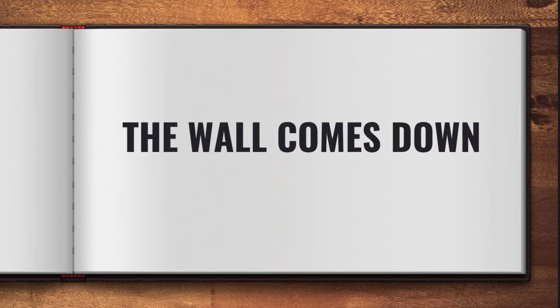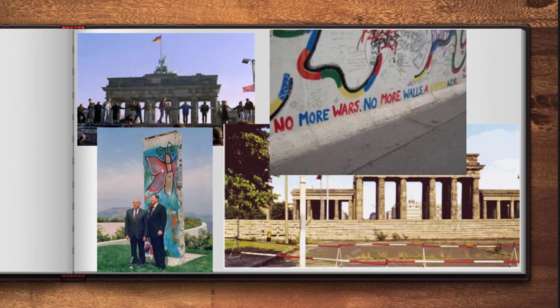But the wall did come down. So this top left picture here is people standing on top of the wall and dancing. There was actually a concert that was done on the wall. Down below, we have this picture of Ronald Reagan and Mikhail Gorbachev in front of a piece of the wall. Again, we can see the graffiti on the wall. This is after the wall came down, this lower picture on the right.